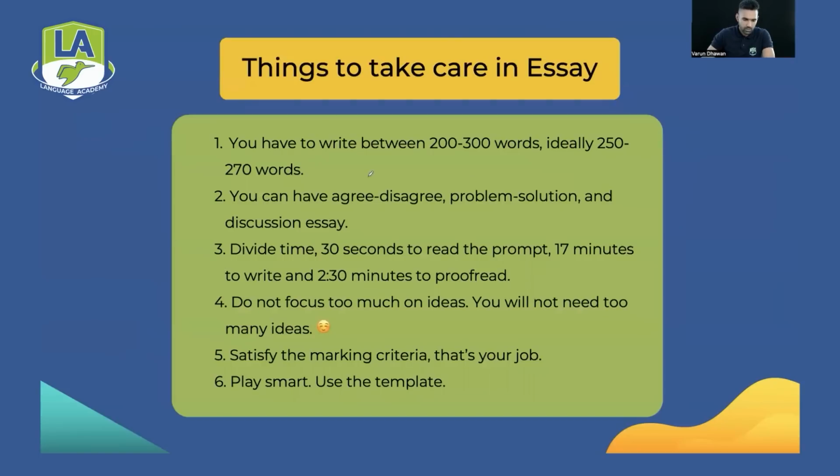Now, as I've told you, you have to write between 200 to 300 words, ideally around 250 to 270 words. You can have any essay type: agree, disagree, problem, solution, discussion. Don't stress about it. The template I'm going to give you, follow that. You have 20 minutes: 30 seconds to understand what the question is, 15 to 17 minutes to write, and at least 2 to 3 minutes to proofread.